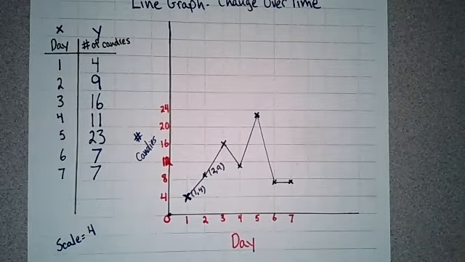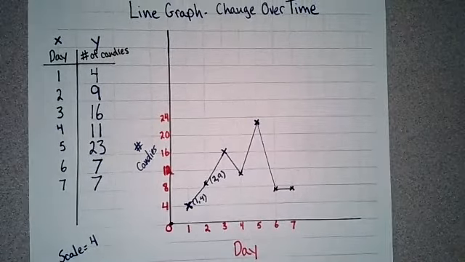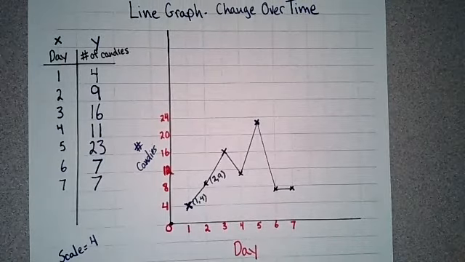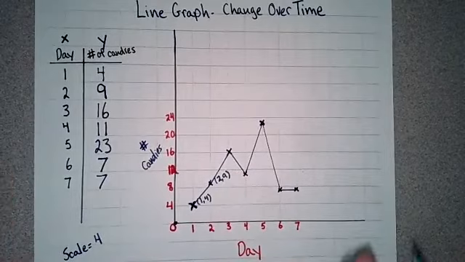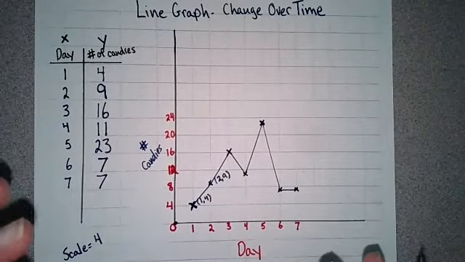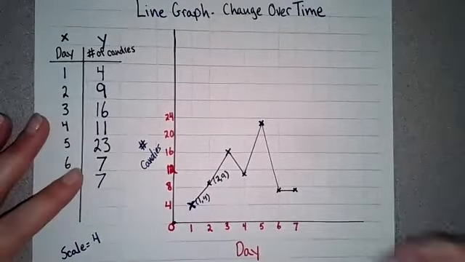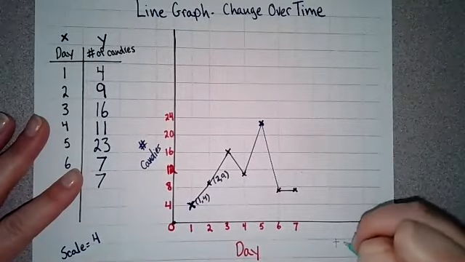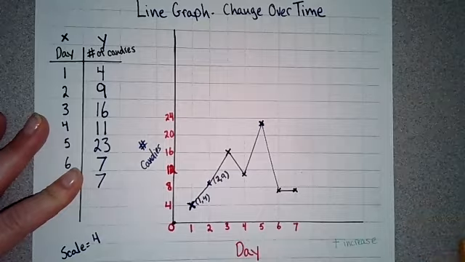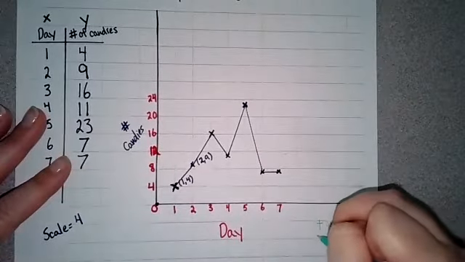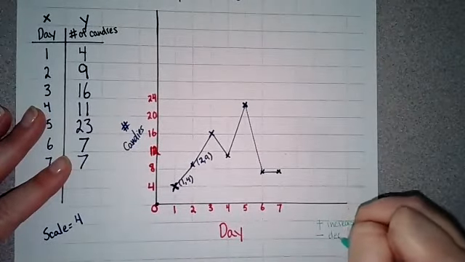All right. So now what I have the kids in my class do is I have them label the intervals. Okay. So between one day to the next, how much did it increase or decrease? And they're going to label it with a positive for an increase. That means it went up. And then, or they can label it with a negative, which means it decreased.